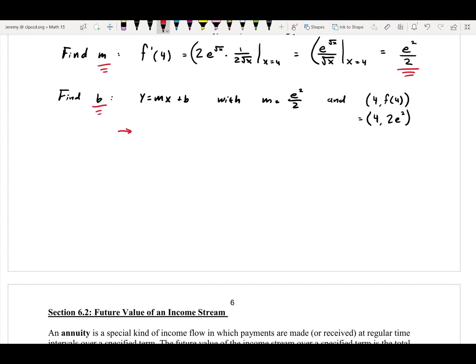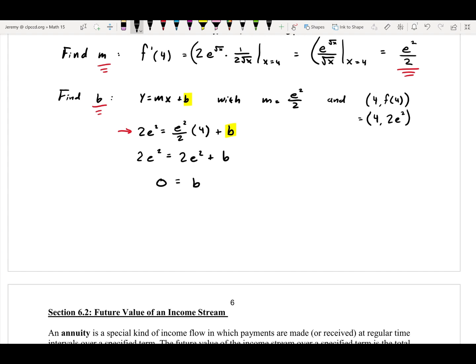So let's do it. Let's substitute in these values. Y is 2e squared. This will be equal to e squared over 2, that's m, times x, which is 4. I think I might have said b here, plus b. Right, so I substituted in for those values and I'm solving for b. Let's simplify a bit. 2e squared is equal to 2e squared plus b. Subtracting 2e squared from both sides, b is equal to 0.